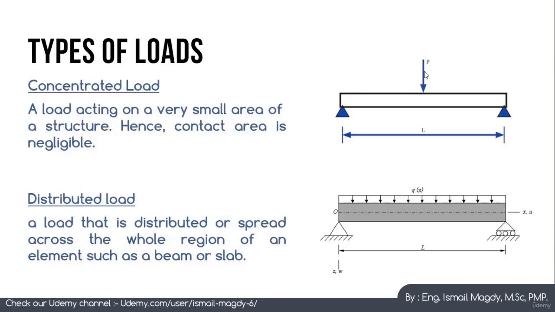First, we need to differentiate between two different types of loads, which are concentrated loads and distributed loads. Concentrated loads are loads acting on a very small area that we consider the area of contact to be just a point, while distributed loads are loads spread across a whole member or a whole region.